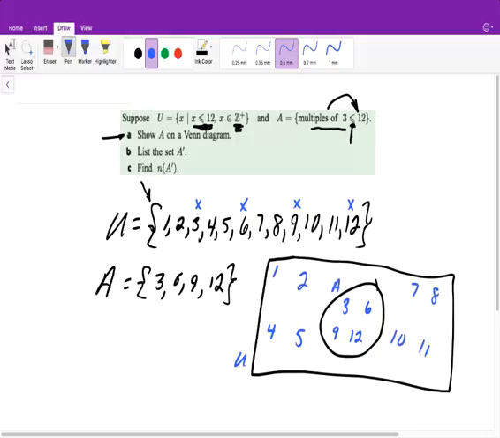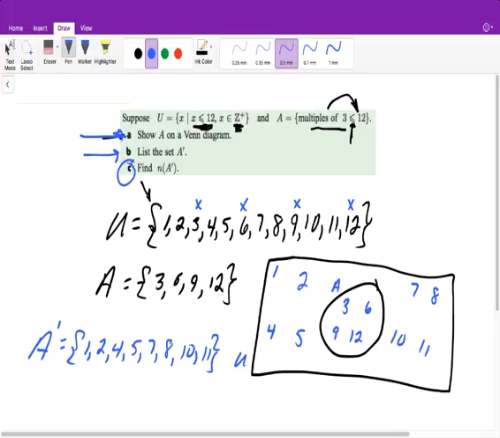So that is part 1. It's showing our A on a diagram. Now, if we want to list the set A complement, we need to write it out. And remember, A complement is all the numbers that aren't in A but are in our universe. So it's all these numbers out here. So it's 1, 2, 4, 5, 7, 8, 10, and 11. All right. So when it says list, you must write them all out.